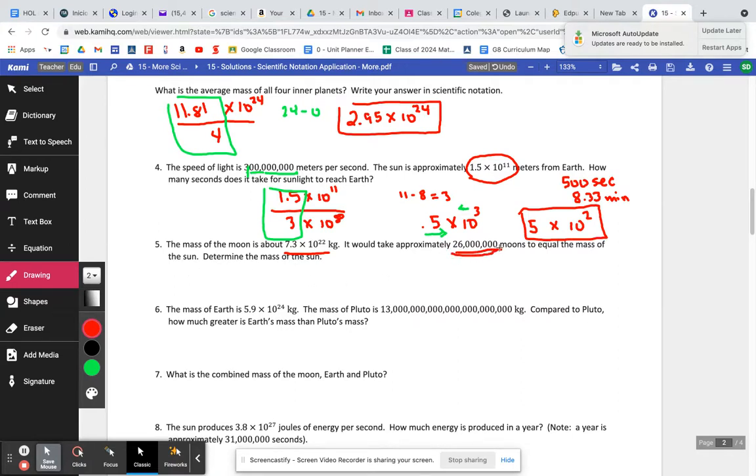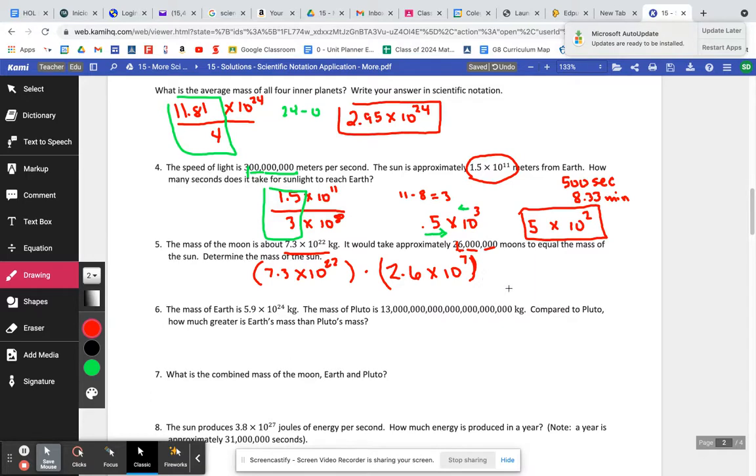So we need 26 million of the moons to make one sun. So let's take that 7.3 times 10 to the 22. That's the moon. We need 26 million of them. I'm going to write that 26 million in scientific notation to make it easier on me. So I would put the decimal right there. So I'm going to call that 2.6 times 10 to the 7. That's the big number that we need there. So I need to multiply those together. I need the moon times 2.6, 26 million of them.